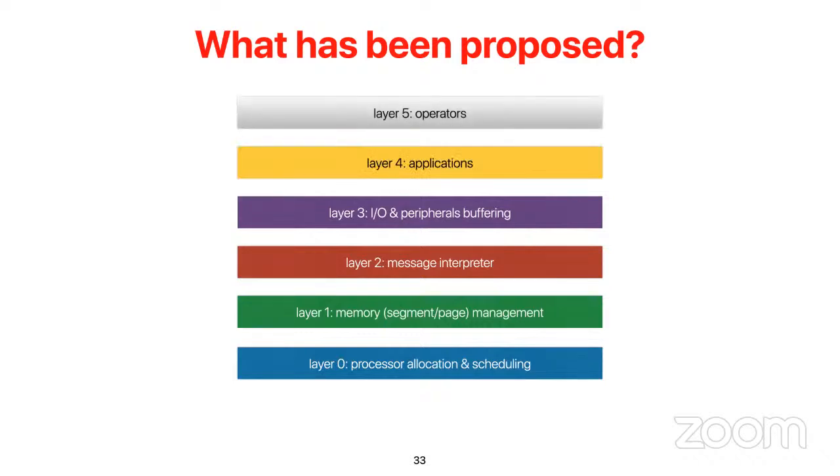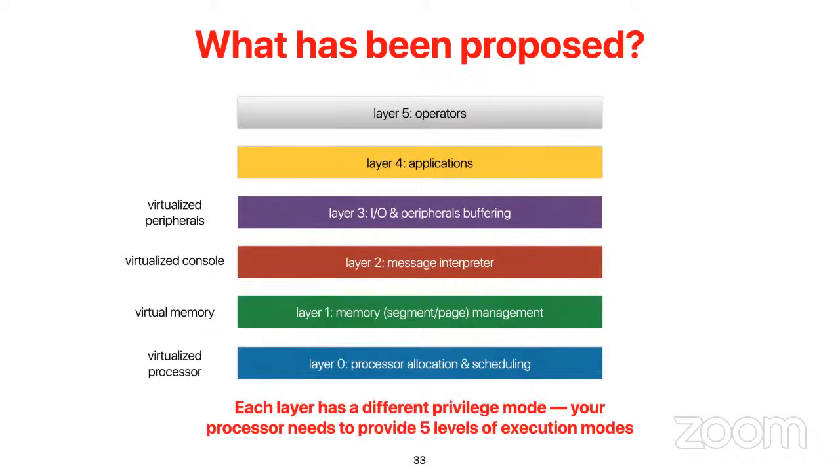And so this paper, first of all, demonstrates the idea of virtualization: virtual processor, virtual memory, and message interpreter, which you can consider as some kind of virtualized console. And all other devices have to be virtualized to interact with the virtualized console and applications, right? So each layer has a different privilege mode.